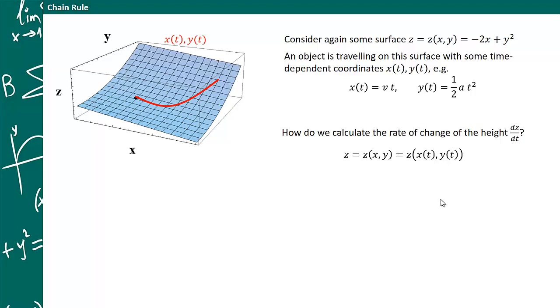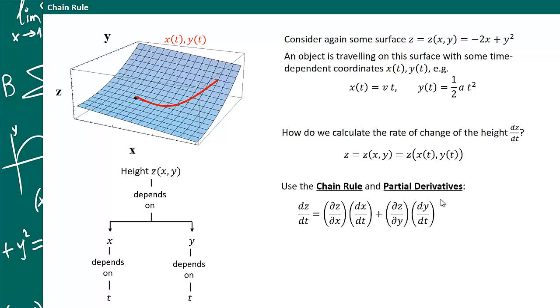In particular, let me think about this in terms of some kind of dependency diagram. So the height z, which is a function of x and y, depends on x and y, which each depend on time t. And so I can think about finding dz dt by using the chain rule. So I could think about dz dt as, well, in the x direction, I could take partial z partial x, the derivative of z with respect to x, times dx dt.